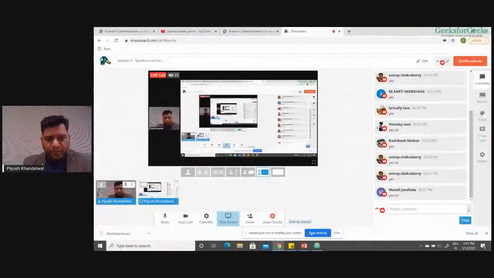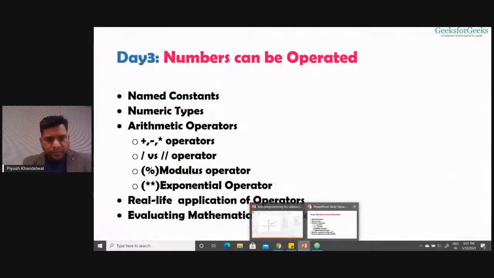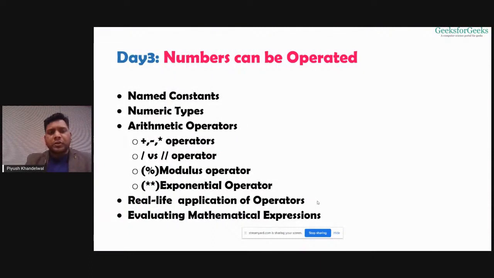Okay, so this was about session 2, and I promise you today's session is also going to be very interesting, where we'll discuss numbers. Let me share my screen with you all. So these are all the topics that we will be covering in this session. We'll talk about constants, we'll talk about the different types of numbers, then we'll look at the operators that work on these numbers, and then we'll see how we apply these operators to solve real life problems, right?